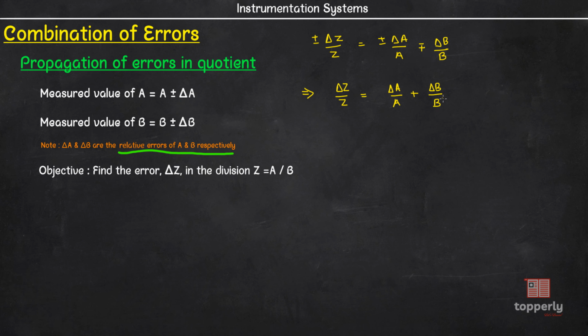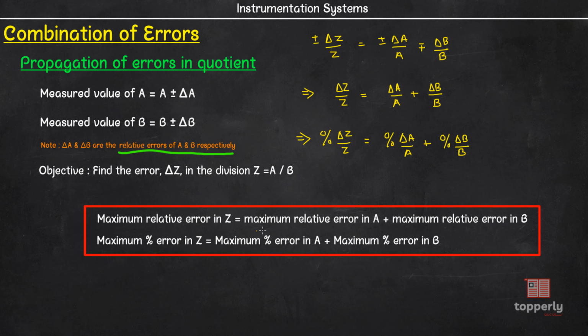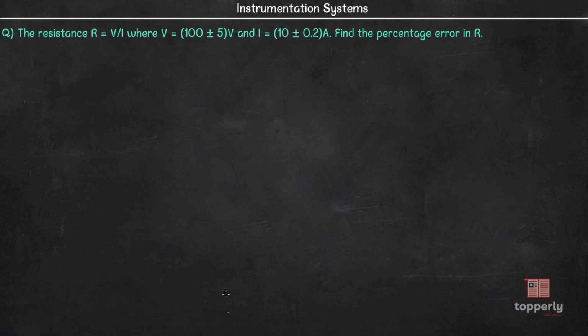Also if we multiply each of these terms by 100, we get percentage ΔZ/Z equal to percentage ΔA/A plus percentage ΔB/B. Hence, the maximum relative error in Z is equal to maximum relative error in A plus maximum relative error in B, or maximum percentage error in Z is equal to maximum percentage error in A plus maximum percentage error in B. Now let's see two examples related to multiplication and division of errors.